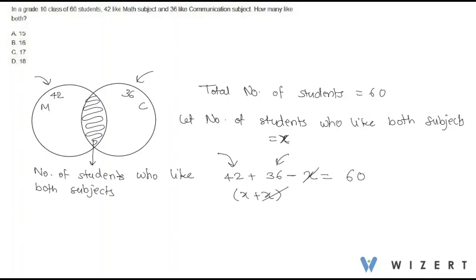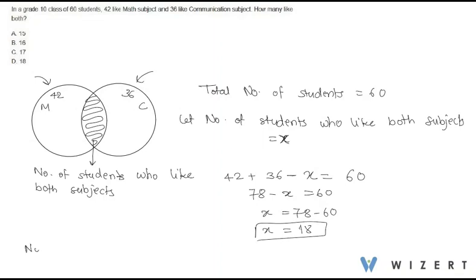Now this is our final balanced equation. So yes, this is our final equation. So let's solve this and get the number of students who like both subjects. So 42 plus 36 is 78 minus x equal to 60. So that gives us x equal to 78 minus 60. So we get x equal to 18.